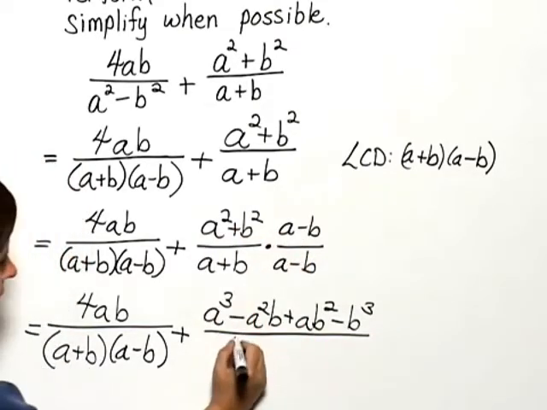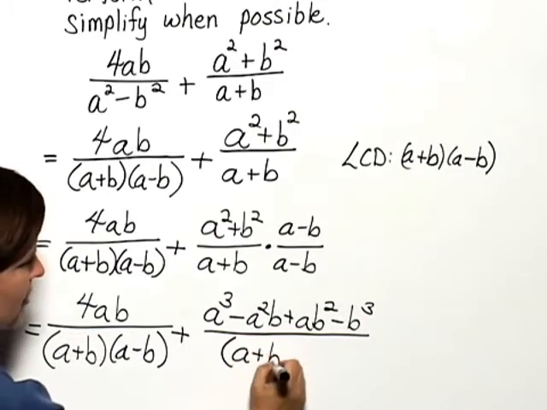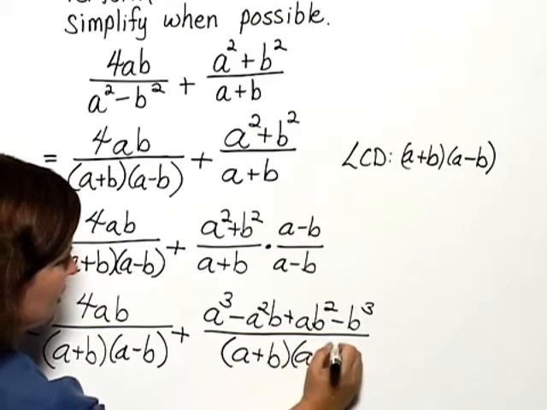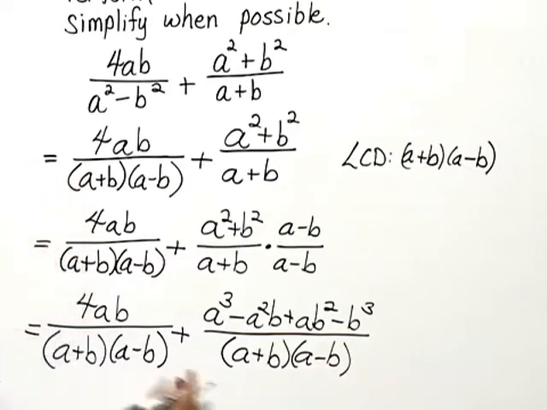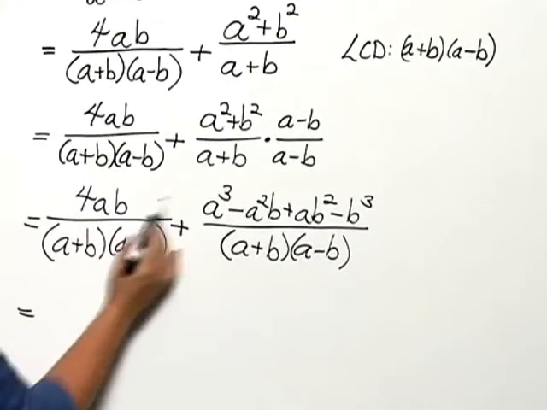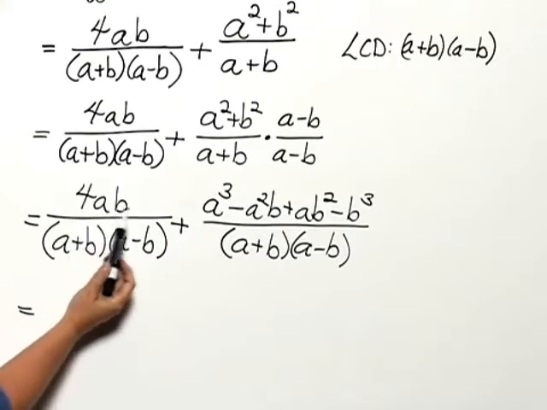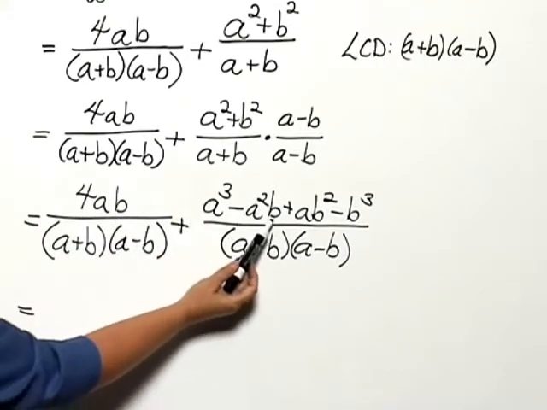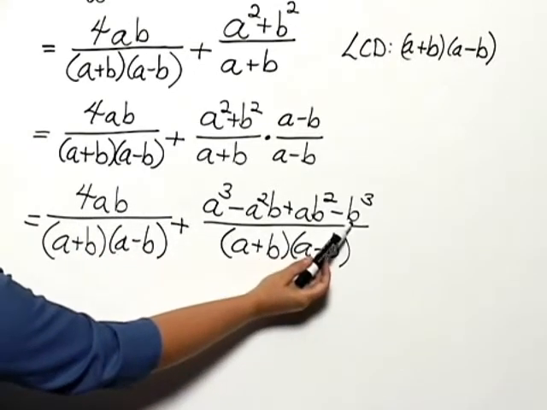And then in the denominator I have, and I won't need to multiply this out, I just have a plus b times a minus b. I didn't need to multiply the denominator out because I'm just going to keep the denominator. But in the next step I'm going to add the numerators, which is why I needed to multiply this one out. I have 4ab plus a cubed minus a squared b plus ab squared minus b cubed.